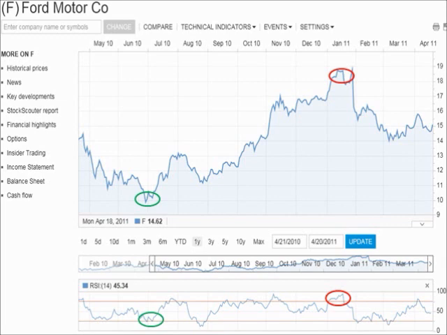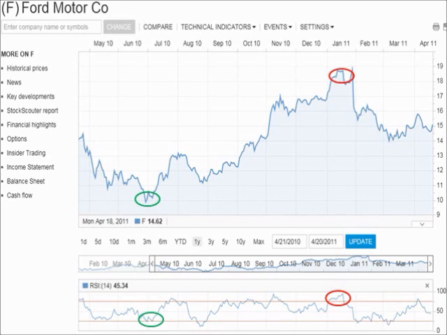Now of course we don't expect that to be the perfect entry point for everyone, and I think it'd be silly to assume that it would be possible fairly often. So moving along, the same can be said for an overbought position.